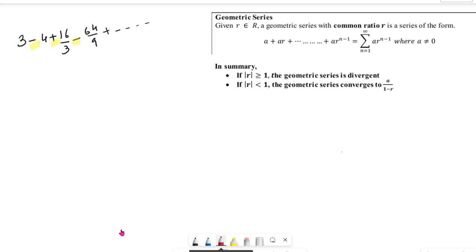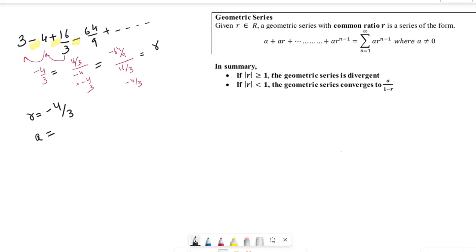Let's notice what is the ratio between the first and the second term. That's -4/3. Always divide second by first, third by second, and so on. Let's see, third by second, 16/3 divided by -4. That's also going to be -4/3. Then -16/9 divided by 16/3. That's also going to be the same, so we notice that all these are equal to each other. So we're going to call that the common ratio R. R here is -4/3 and the first term is 3.